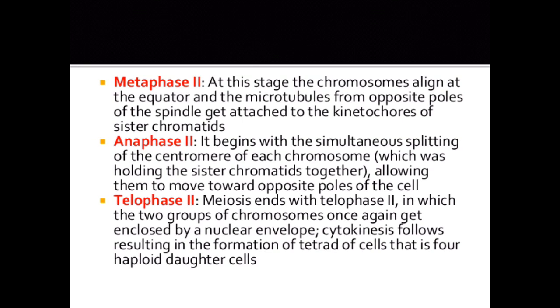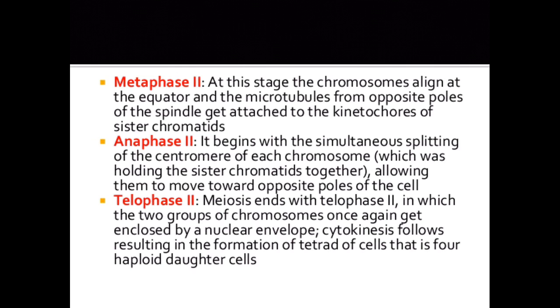Metaphase 2. At this stage, the chromosomes align at the equator and the microtubules from opposite poles of the spindle get attached to the kinetochores of sister chromatids. Anaphase 2. It begins with simultaneous splitting of the centromere of each chromosome, which was holding the sister chromatids together, allowing them to move towards opposite poles of the cell.